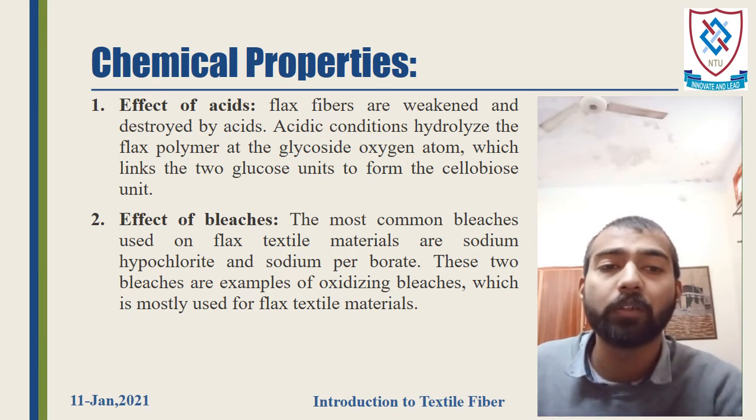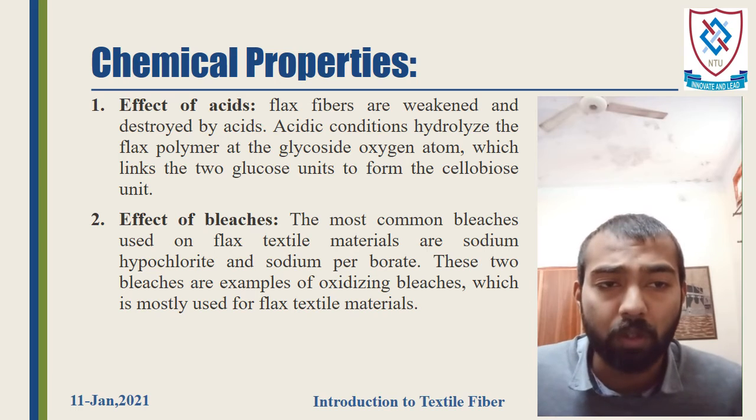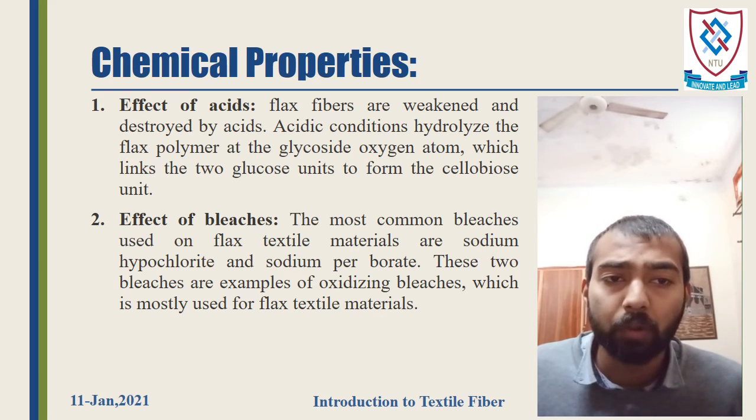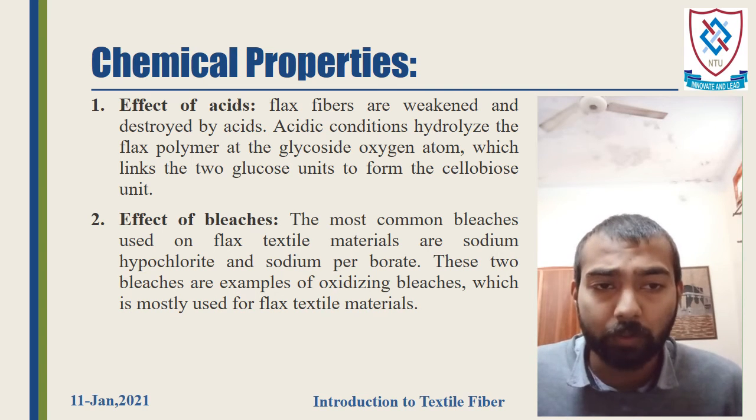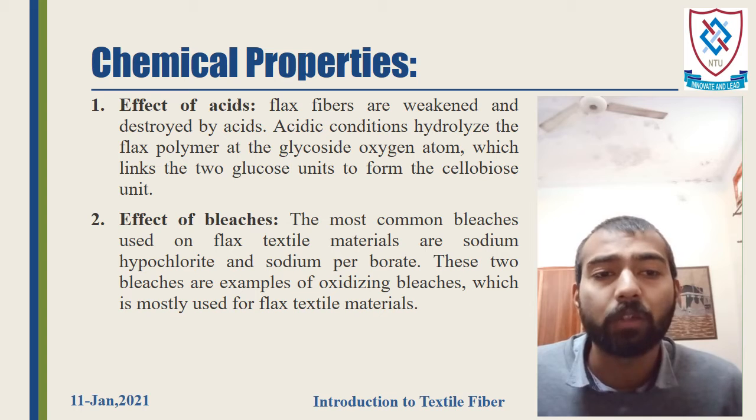And the second one is the effect of bleaches. The most common bleaches used on flax textile material are sodium hypochlorite and sodium perchlorate. These two bleaches are examples of oxidizing bleaches, which are most usually used for flax textile material.